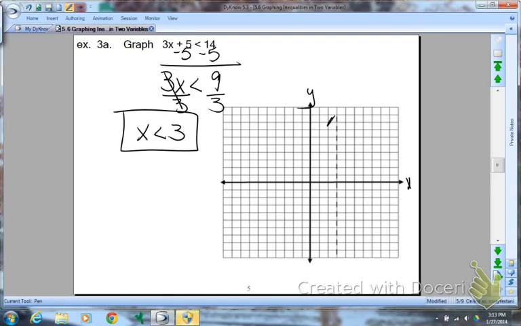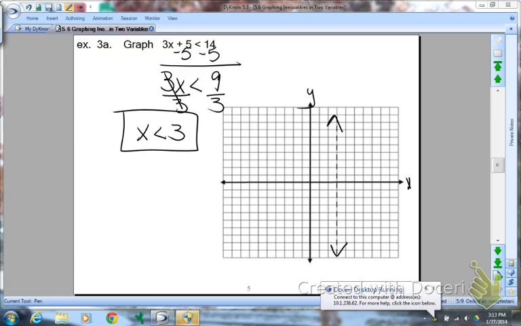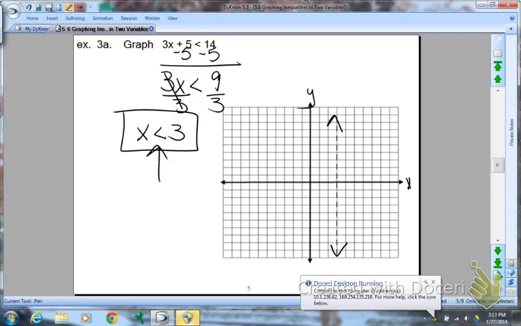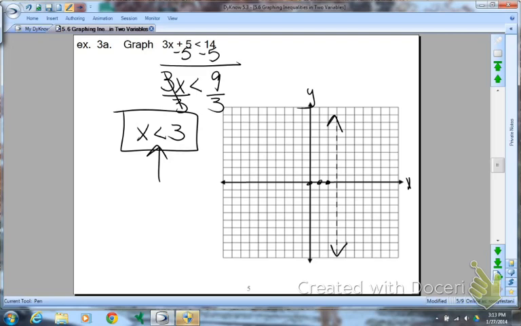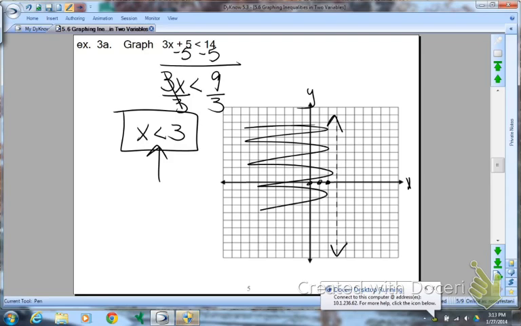Okay, so it's a vertical line. Now, there's no such thing as above or below in this case. It's not going to be above or below a vertical line. It's going to be to the right or to the left. What values are less than 3? Well, look to the left of the line. What value is this? 2, 1, 0, 1. So everything to the left is less than 3, right?